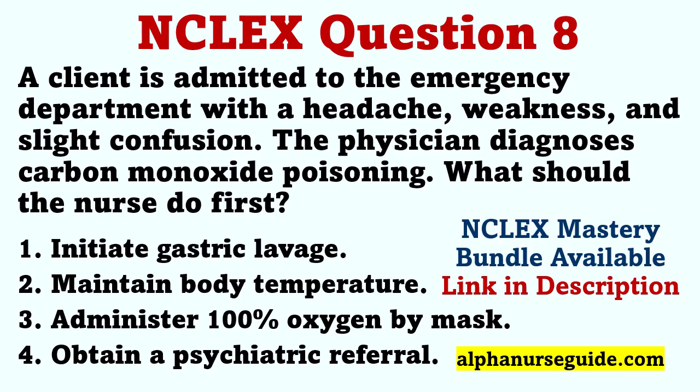The correct answer is 3. Carbon monoxide poisoning develops when carbon monoxide combines with hemoglobin. Because carbon monoxide combines more readily with hemoglobin than oxygen does, tissue anoxia results. The nurse should administer 100% oxygen by mask to reduce the half-life of carboxyhemoglobin. Gastric lavage is used for ingested poisons. With tissue anoxia, metabolism is diminished with a subsequent lowering of the body's temperature. Thus, steps to increase body temperature will be required. Unless the carbon monoxide poisoning is intentional, a psychiatric referral would be inappropriate.